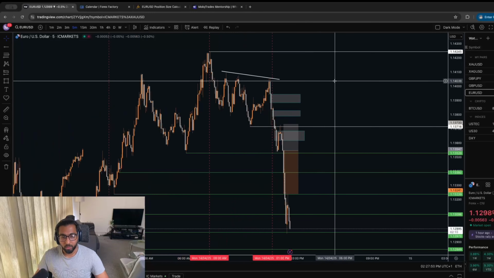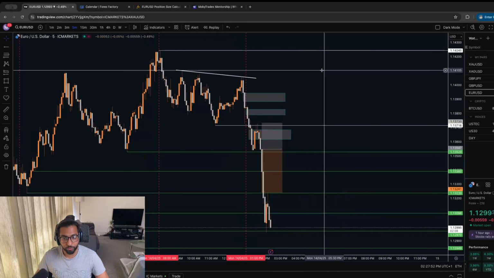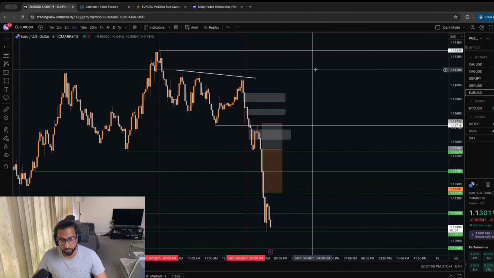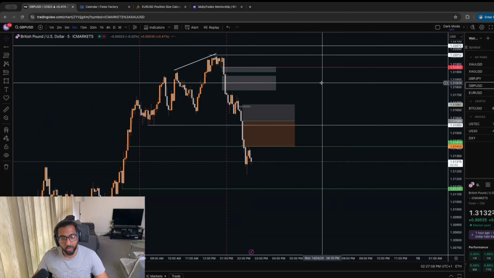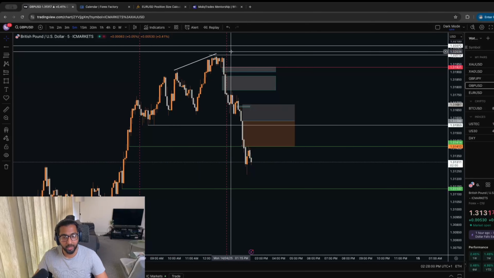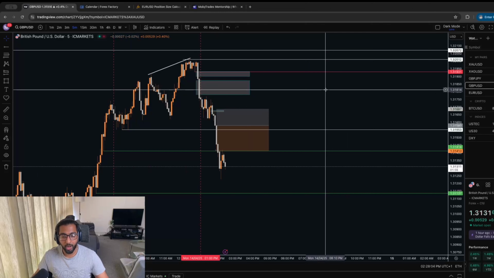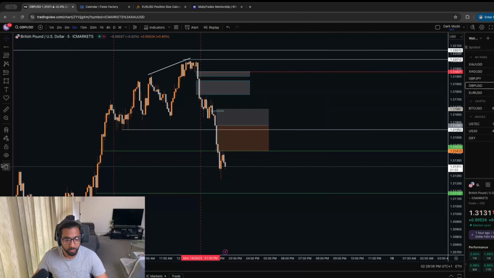Now the bias for EU, for example, was bearish. Why? Because we're creating lower lows and lower highs. However, GU was kind of the opposite. We created a higher high and basically equal lows during London session. So I'm bearish for both of these. Why am I bearish for both of these pairs?